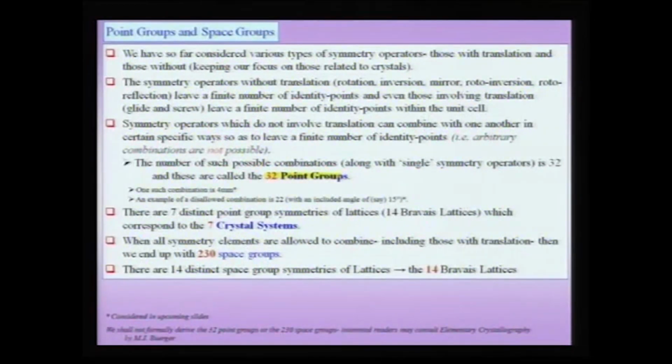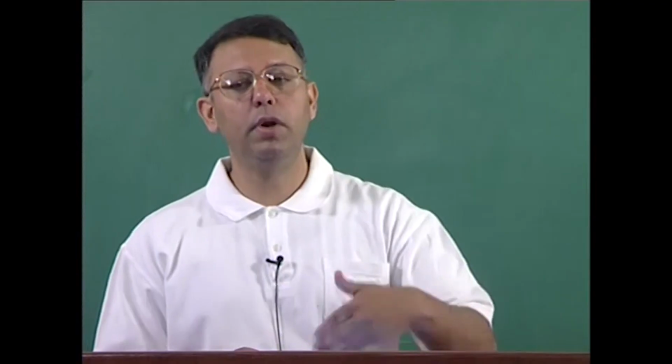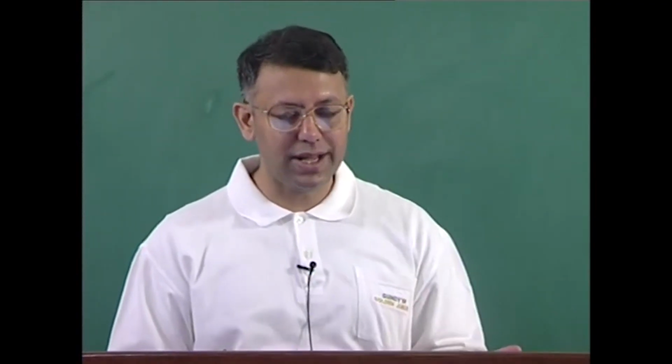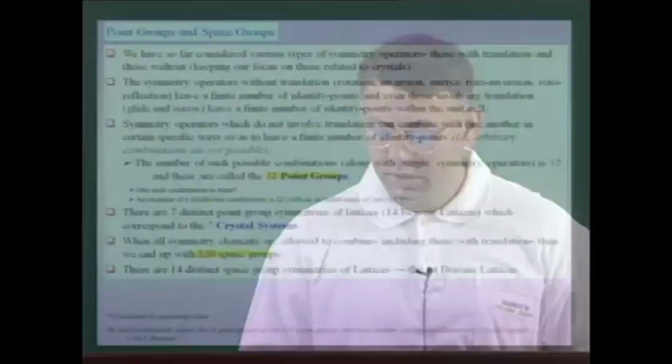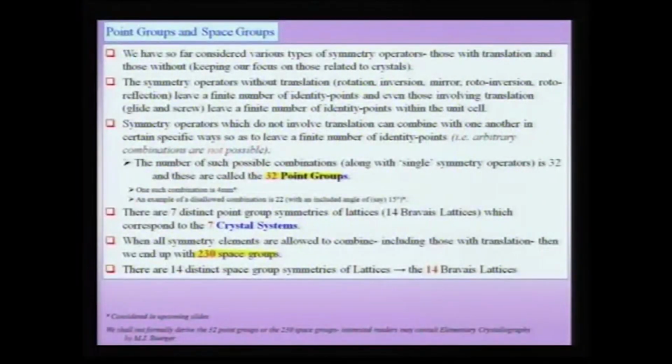groups. And if you are talking about those symmetry operators which involve translation like the screw or the glide, then there are 230 allowed combinations which are called the 230 space groups. In the point groups, you stay around a point, you do not move the point from one place to another. But suppose I am talking about those symmetry operators which involve translation like the glide or the screw, that means that I am going to move the point, and if you include those symmetry operators, 230 such combinations are allowed, which are known as the 230 space groups.